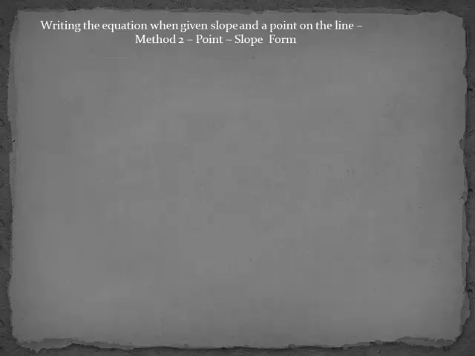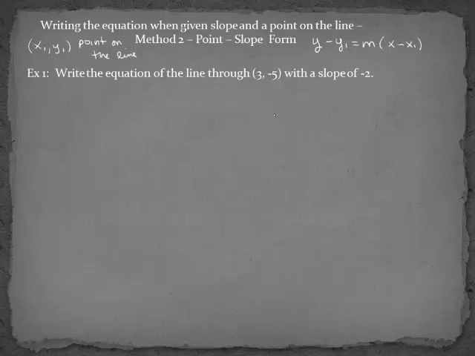Now our next method we can use is what's called the point-slope form, and I went over that very briefly in another lesson, where y minus y1 is equal to m times x minus x1. Now in this format, x1, y1 is a point on the line, and m is the slope. Now we have the same two examples, but we're going to do this with a different format.